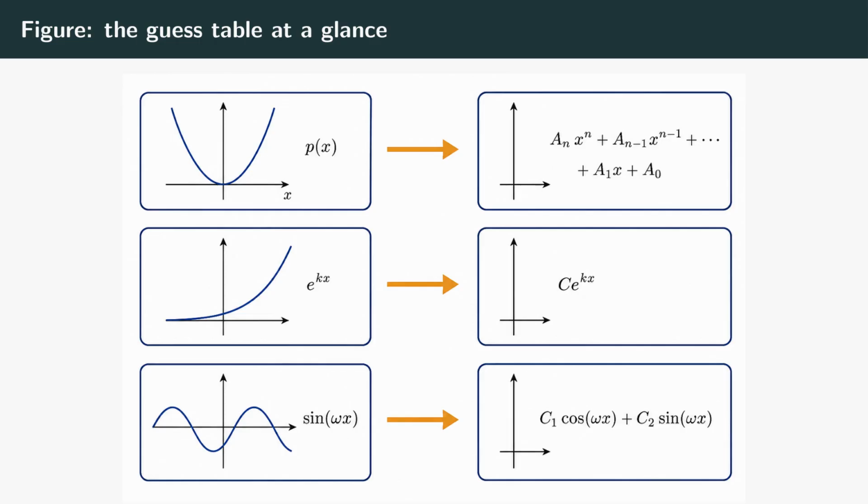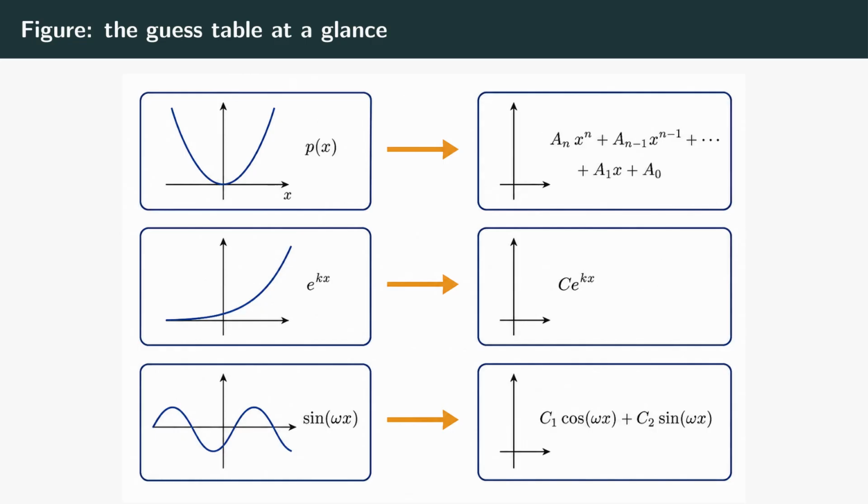Here is the table as a picture. On the left are the 3 basic forcing shapes. A polynomial, drawn as a parabola, an exponential, drawn as a rising curve, and an oscillation, drawn as a wave. Each one flows across a gold arrow to its matching guess on the right. The polynomial maps to a general polynomial of the same degree with unknown coefficients on every term.